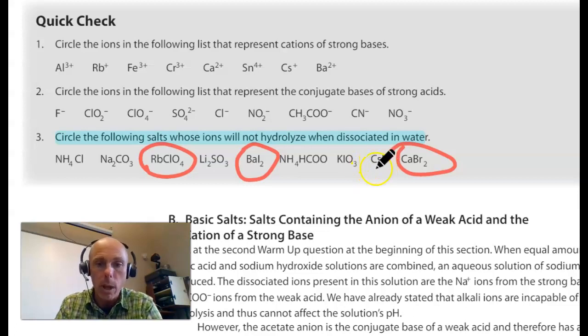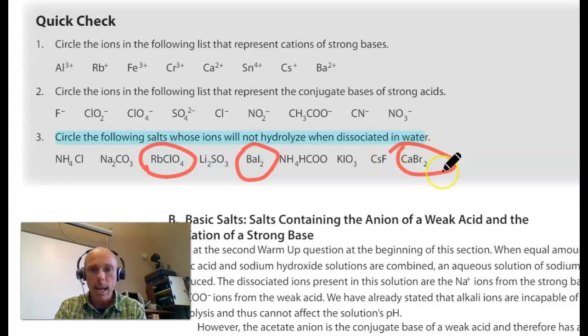Cesium fluoride will hydrolyze water. Cesium won't. It's not a weak acid, but fluoride, F-, is a weak base. It's the anion of HF, hydrofluoric acid, which is a weak acid. And then calcium bromide is our last candidate. This is not a weak acid, calcium, nor is bromide a weak base. Calcium is a group 2 metal, the cation of a strong base, and bromide is the anion of a strong acid, HBr. But neither is a weak acid nor a weak base. So those are the 3 salts that will remain neutral in water and that will not hydrolyze water.